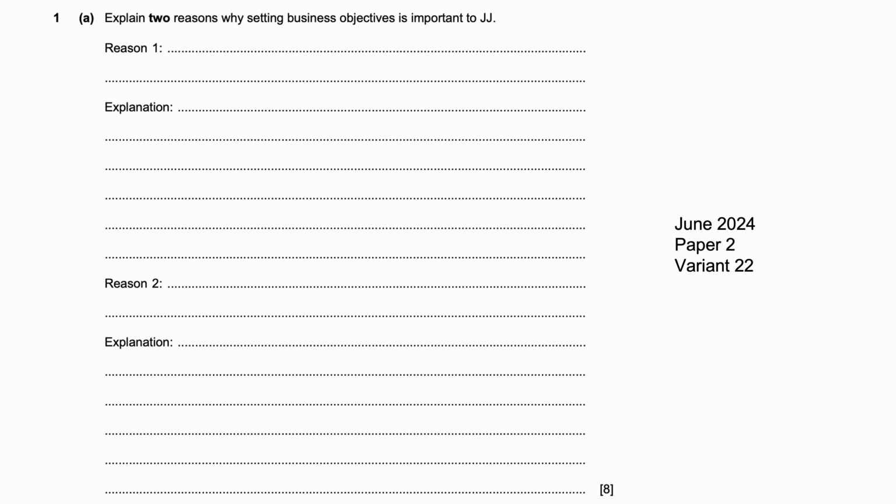Now, this is an exam style question from the June 2024 paper 2 variant 2.2, and it says 1A, explain 2 reasons why setting business objectives is important to JJ. Then you have a reason 1, and then you have to explain it. Then you have a reason 2, and you have to explain it. Now, reason 1 and reason 2 will get you 1 mark, and then your explanation will get you another 3 marks, and one of your points within your explanation must be applied to the business.